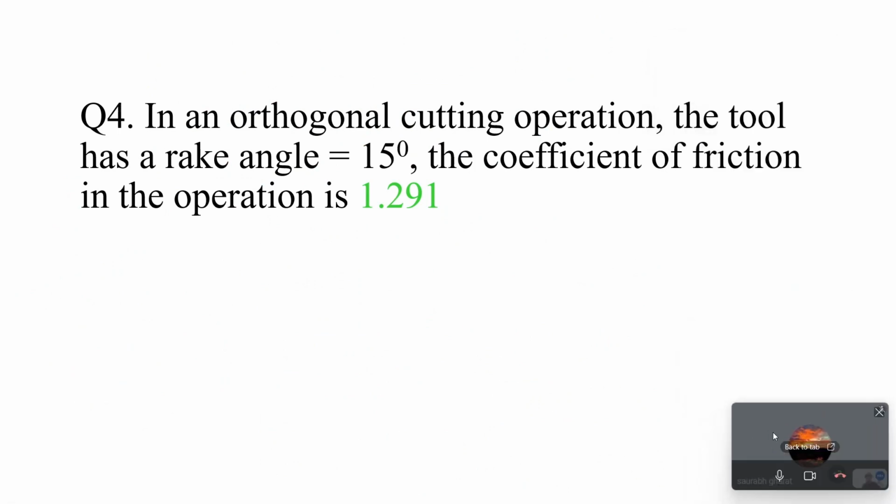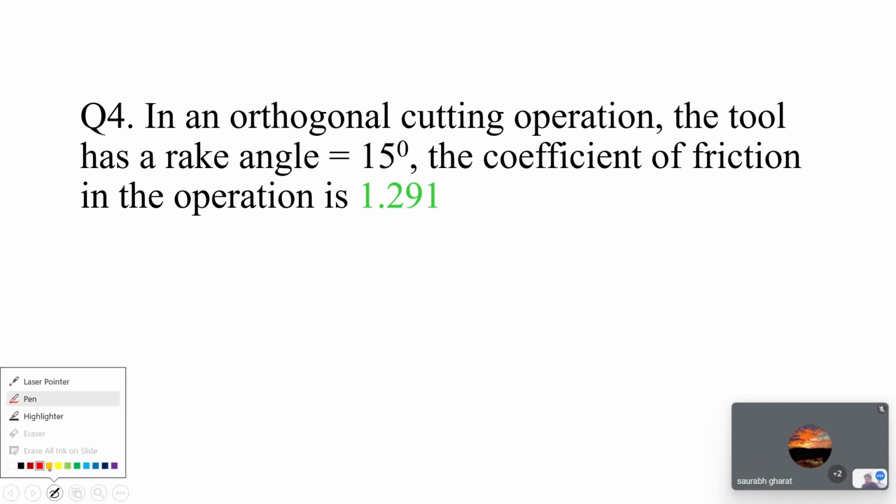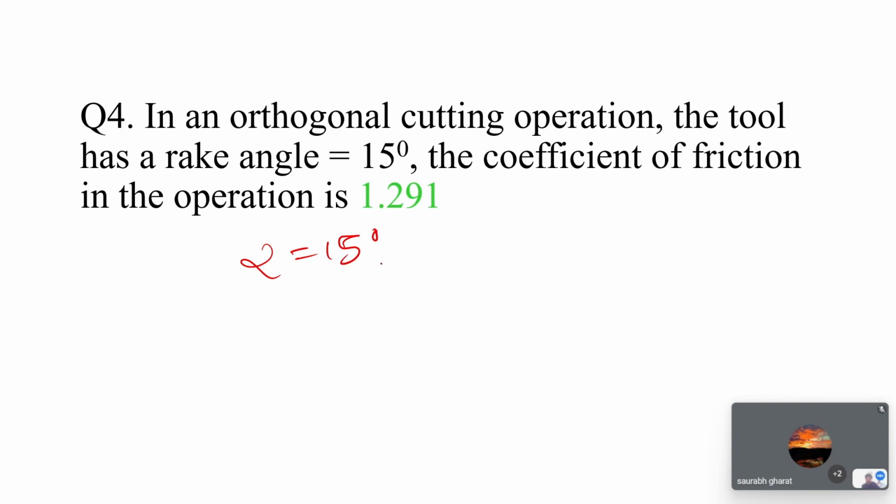This is the fourth question. The orthogonal cutting operation tool has a rake angle of 15 degrees. So we know the rake angle is equal to 15 degrees, as mentioned. We know the rake angle is 15 degrees, and the question asks about the coefficient of friction.